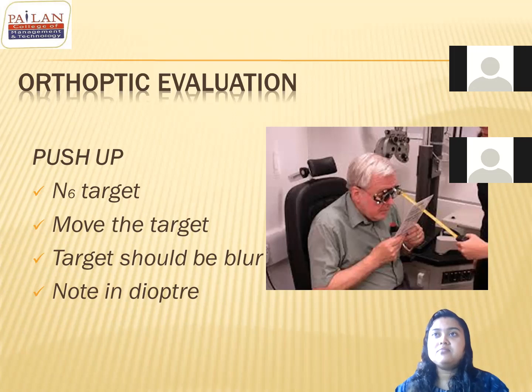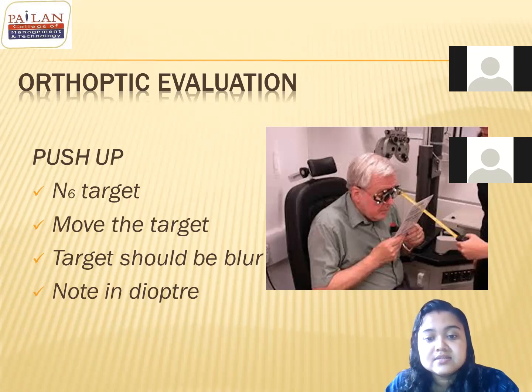Suppose my reading distance is 50 centimeters. What is the amount of accommodation needed for reading at 50 centimeters? Can anyone tell? Plus 2. Yes, Rajdeep, plus 2. How is it? Please explain.